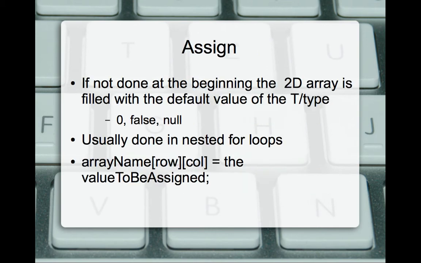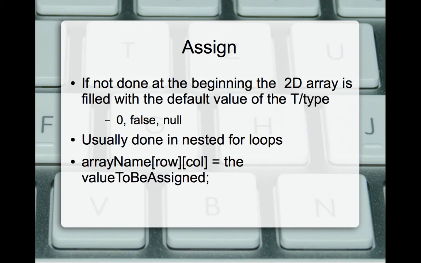The next thing we want to talk about is how to assign to arrays. So if you haven't done it at the beginning, the 2D array is filled with the default type of that value, where it's 0, false, and null, like we just talked about. Generally, when you're assigning values into an array, you're using a set of nested for loops. There are other ways, of course, to initialize values inside the array. You can do it manually, one at a time, without a loop. That might get to be very painstaking and boring, but that is doable. But generally it's going to be done like that.